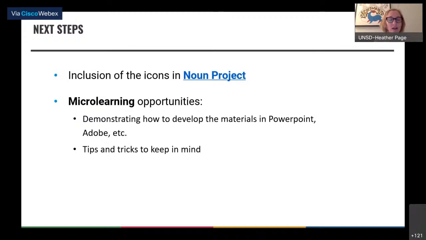So the next steps for the toolkit are to potentially include the icons in the Noun Project. It's the most diverse collection of icons and stock photos ever, they say. And so the idea is that we could potentially include the icons there so that the resource has an even wider reach. In addition, we would like to have some micro-learning opportunities demonstrating how to develop some of the materials in some of the different platforms, and also some tips and tricks to keep in mind when designing and developing your SDG and COVID-19 materials utilizing the icons.